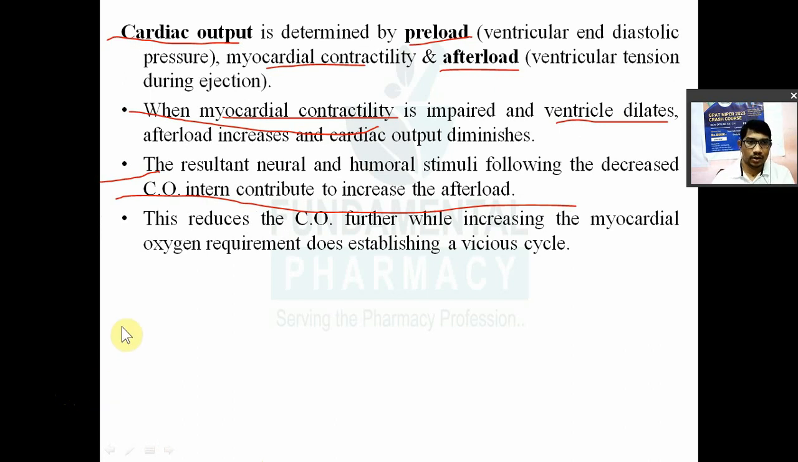The most sensitive index for cardiac output is the left ventricular ejection fraction. How much blood is ejected from the left ventricle during each systole is known as the left ventricular ejection fraction. Normally, left ventricular ejection fraction is 67 to 80%.